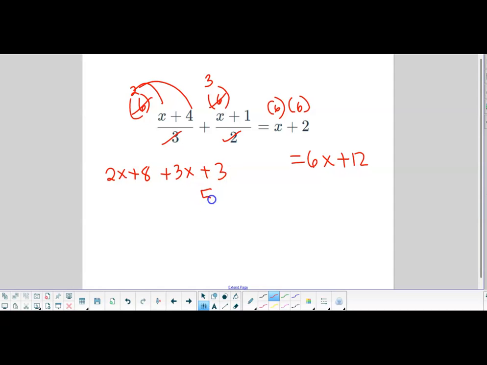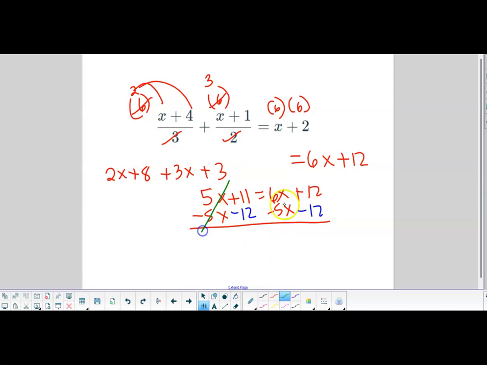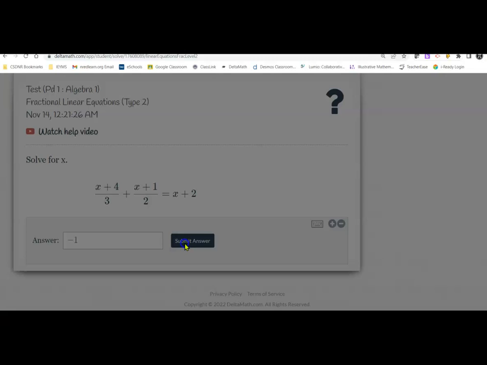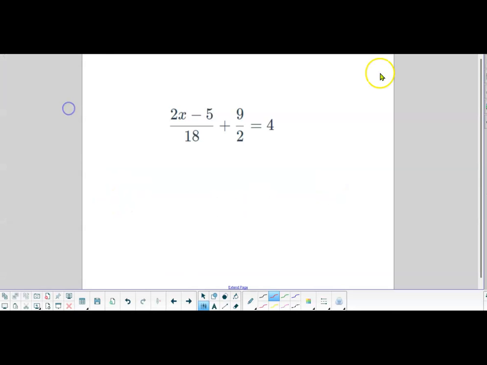I'm going to combine like terms. And then I'm going to subtract. No, I'm not. I'm going to subtract 5x because I like to keep my x positive. And in the same move, I'm going to subtract 12. When I do that, I know I've done it right because I've got a cancellation on both sides. And that leaves me with -1 is equal to x. So x is equal to -1. Let's take a look here, -1, see how we did.